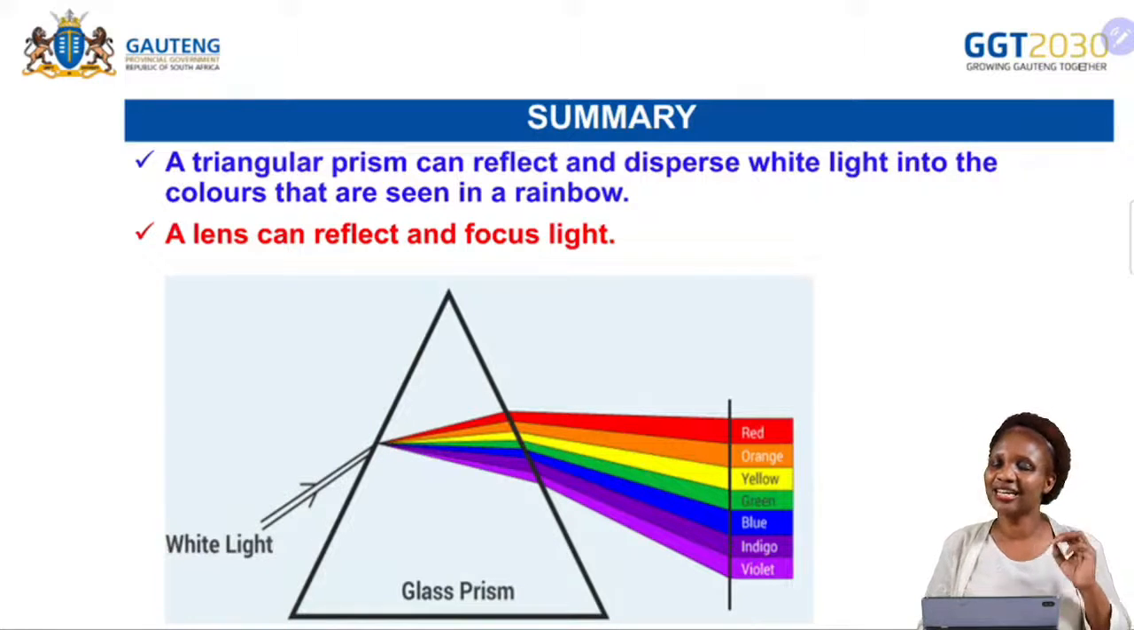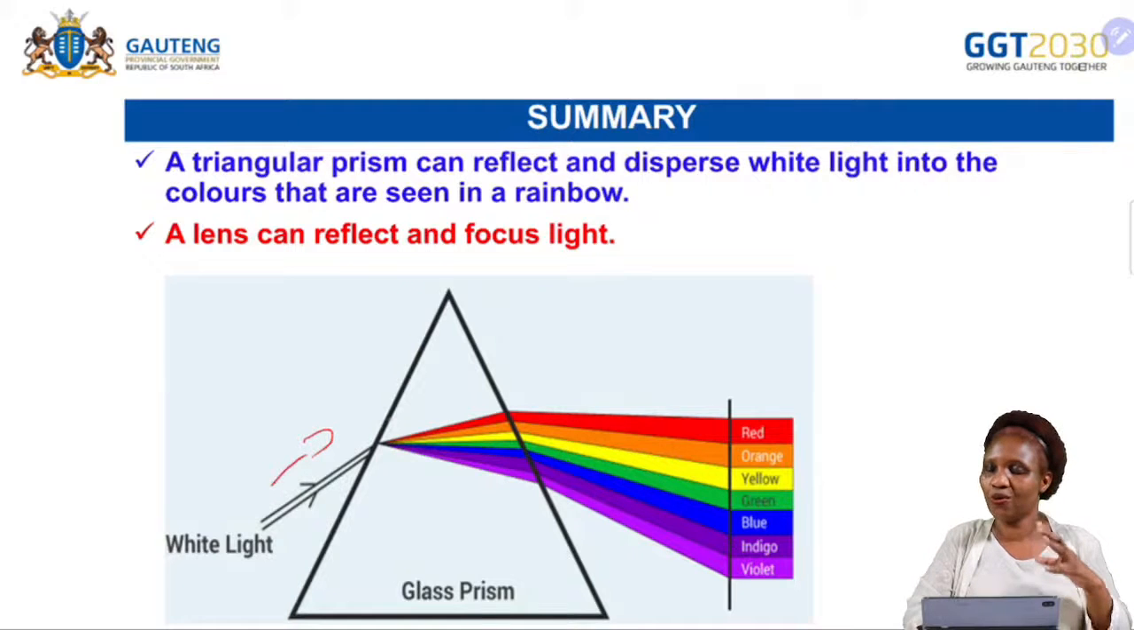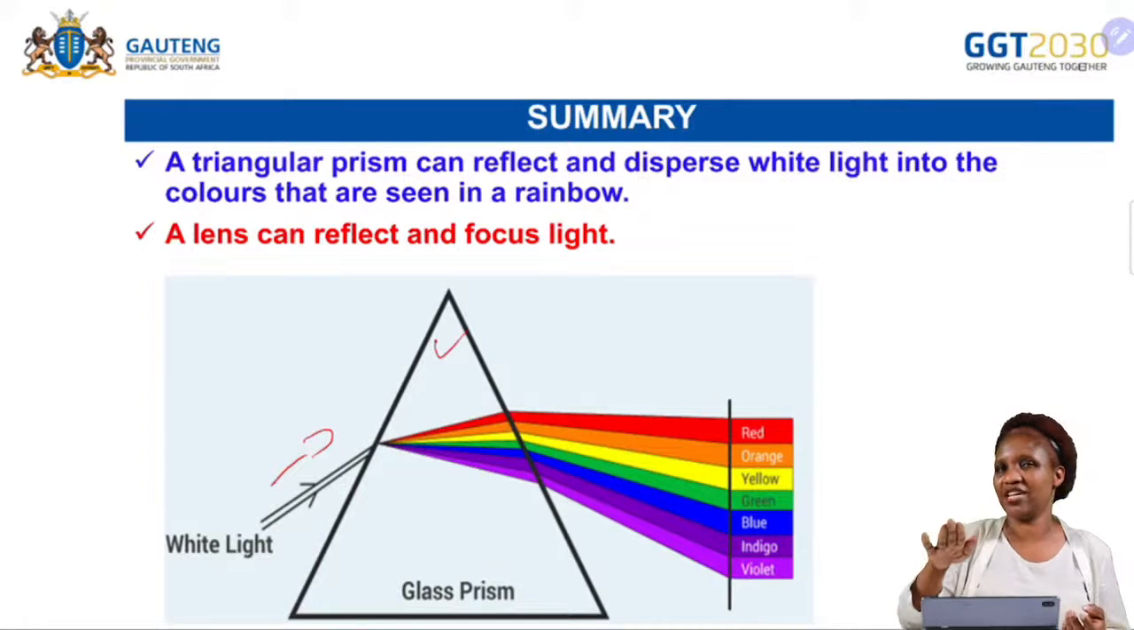A lens can refract and focus light. For example, this is white light. White light is striking a what? A glass prism. This is a glass prism. And then what's going to happen? Light is going to refract, is going to bend, is going to change direction.